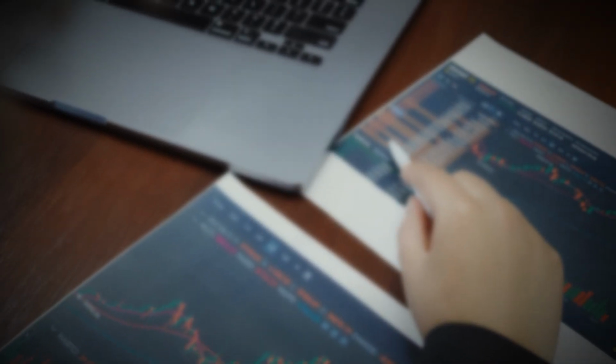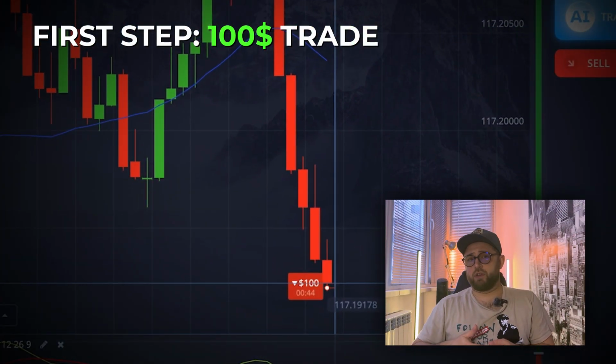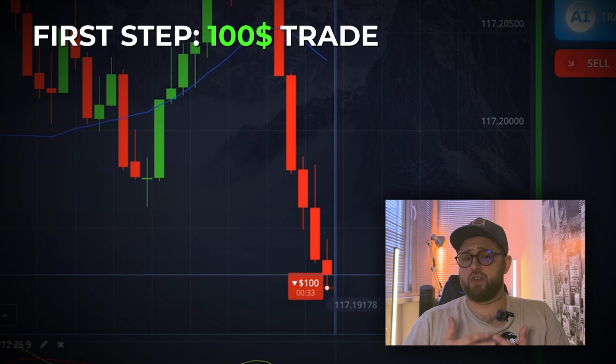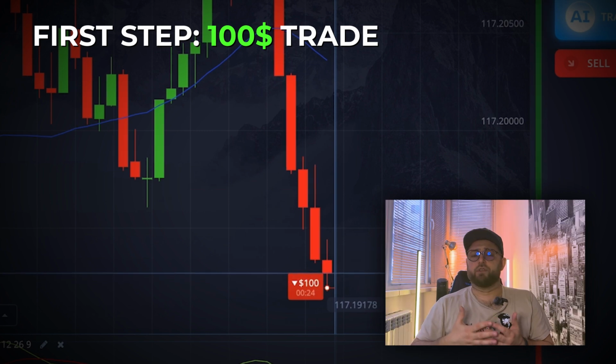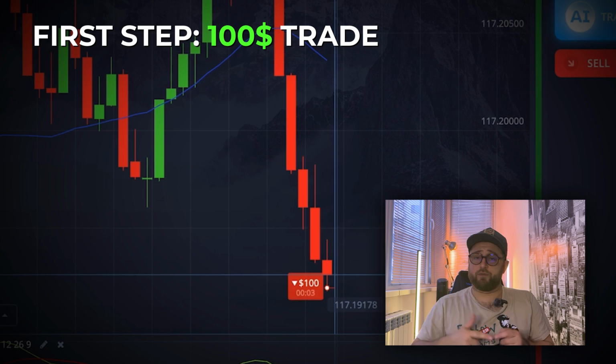How does the loss recovery system work? The concept is very simple. Start with the base trade amount, like let's say $10. For me, it's usually $100. If you win, it's great. You keep the profit and start over. If you lose, you increase the next trade to recover the loss and make a profit.